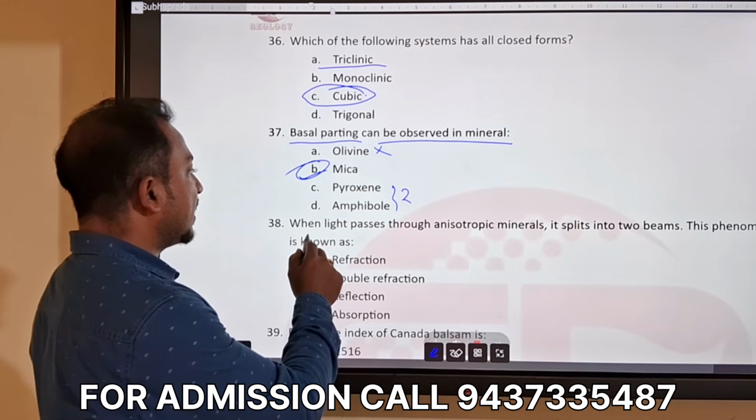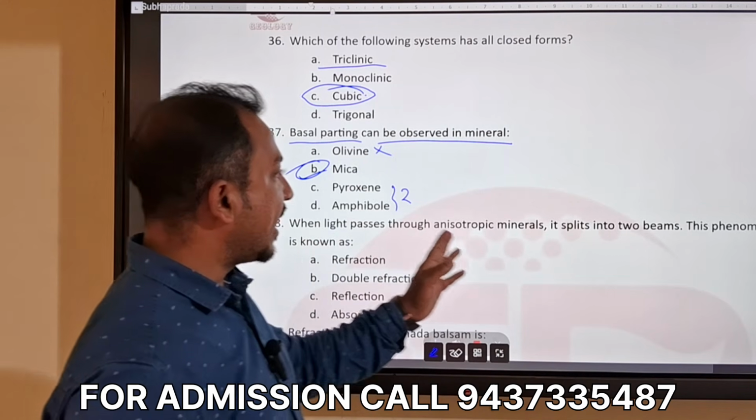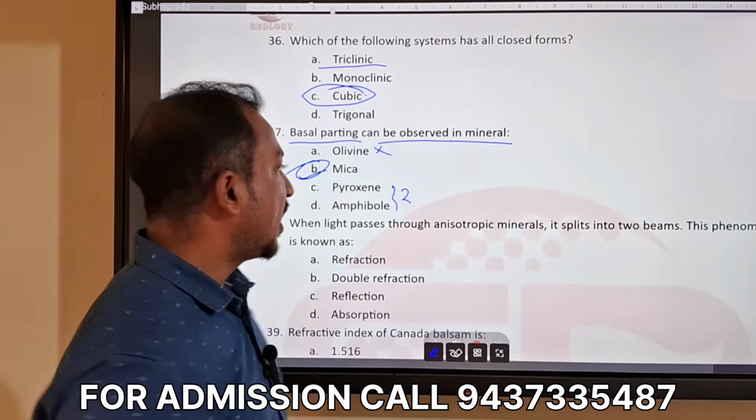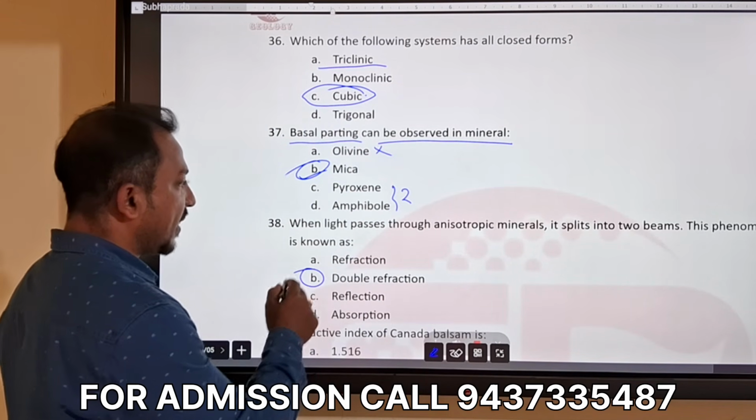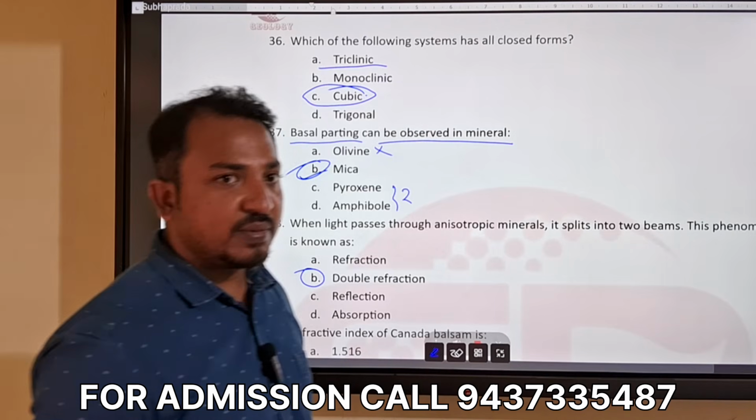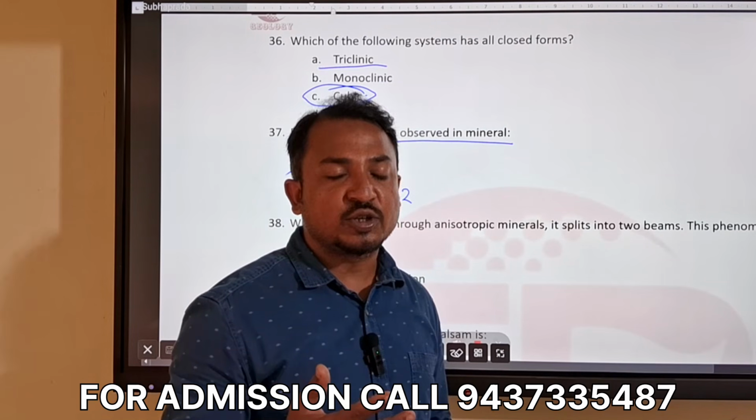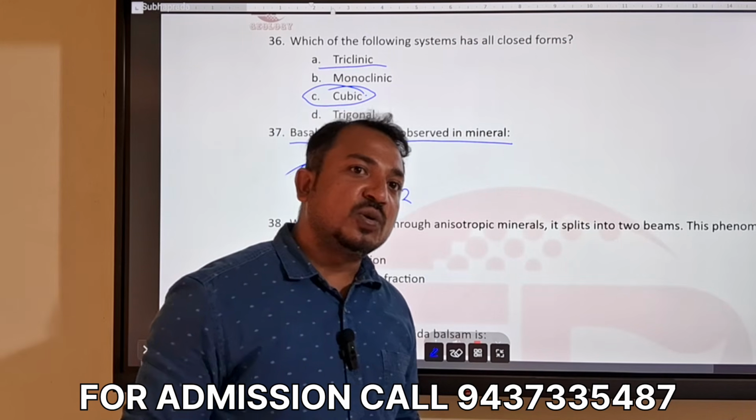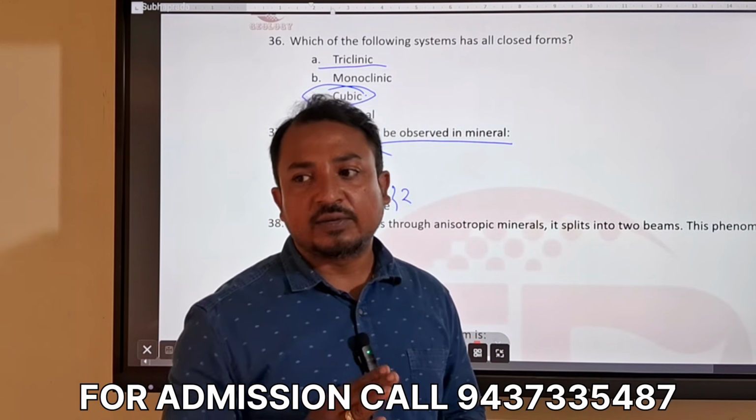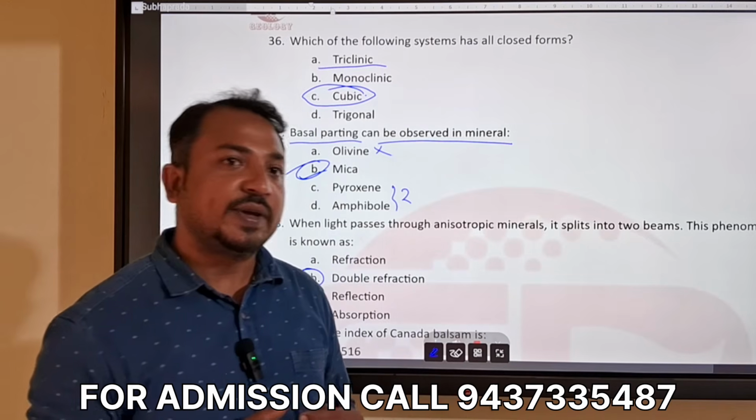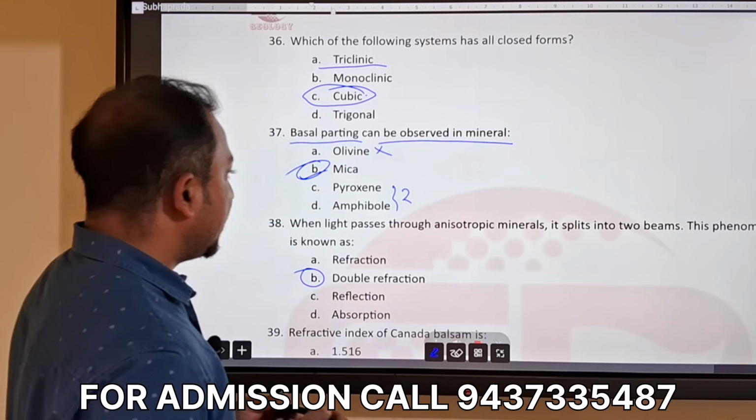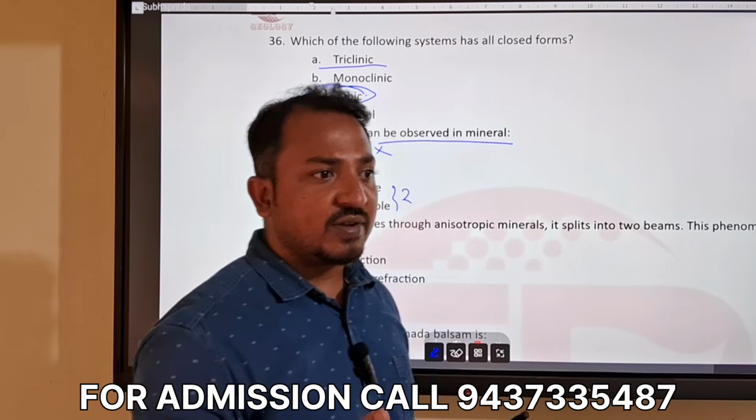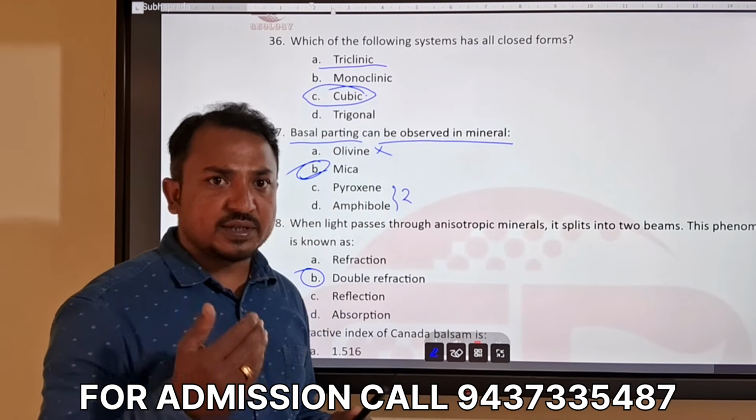Next, when light passes through an anisotropic mineral, it splits into two beams. This phenomenon is called double refraction. When light enters an anisotropic mineral, it splits into two rays, one fast and one slow, and both rays vibrate perpendicular to each other. In the case of uniaxial minerals, we call them the ordinary ray and the extraordinary ray. The ordinary ray vibrates in the basal section, the extraordinary ray vibrates in the principal section.